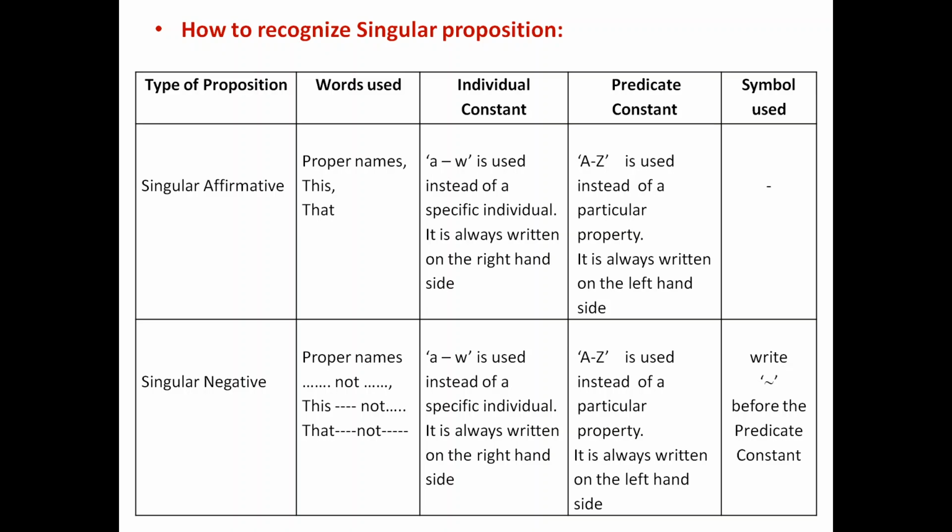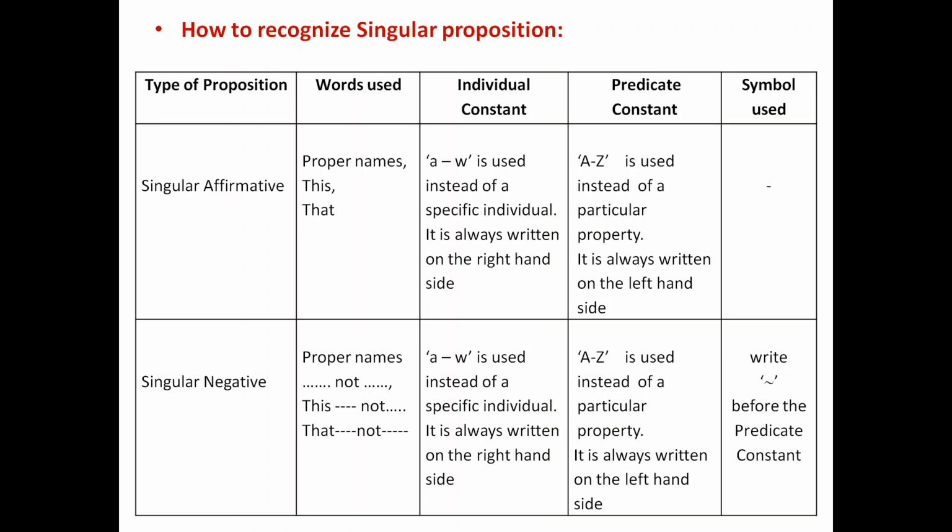Always remember that for the specific individual we use an individual constant, that is small a through w, and it is always written on the right hand side of the predicate constant, whereas a predicate constant is the symbol used for a particular property, and capital letters from A through Z are used, which is always written on the left hand side. Then in the case of a negative proposition, we have to write a curl before the given proposition, or you can say before the predicate constant.